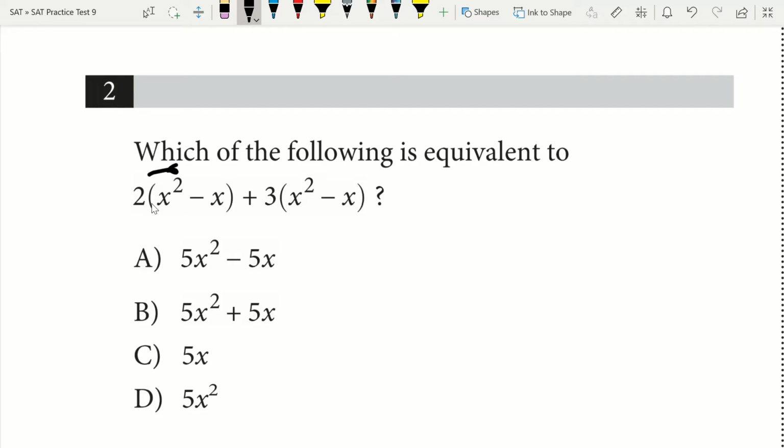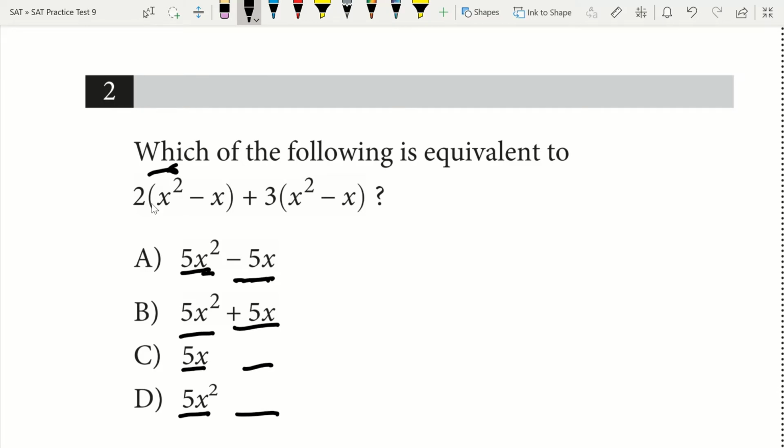What jumps out immediately to me is which term is different in A through D. In this case, there's not one term that is different in every answer, but I do see 5x squared is the same in A, B, and D. So I don't want to start there, because I still have to solve for my x term. But if I look at my x term, I see minus 5x, plus 5x, and 5x here, and then I have no x term here.